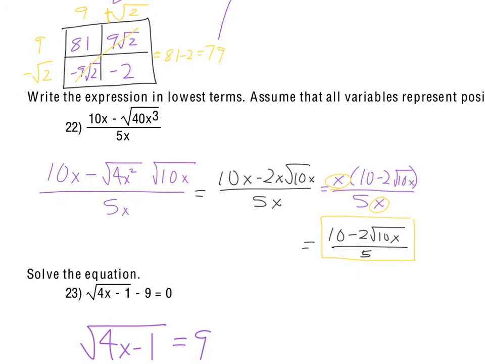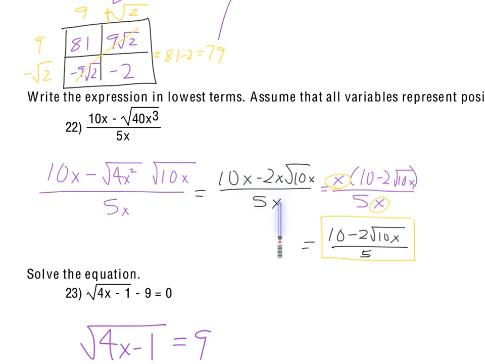For number 22, we want to express that in lowest terms. We would start by simplifying that square root of 40x cubed. So we can pull out a 4x squared, because we can square root that, leaving us with a 10x here, which again we know we can't take any more out because 10 doesn't have any perfect square factors other than 1, and x, the degree is 1, which is less than 2. When we do square root the 4x squared, we get our 2x, and we end up here.